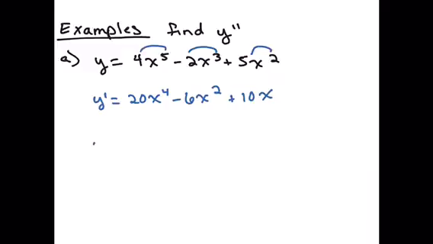For the second derivative, it again is power rule of the first derivative. So my 4 comes out front. I get 80x cubed. 2 comes out front. I get negative 12x, and the derivative, oops, sorry about that, and the derivative of 10x is 10.